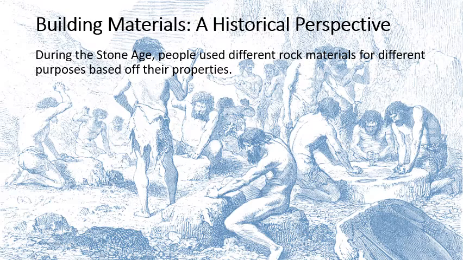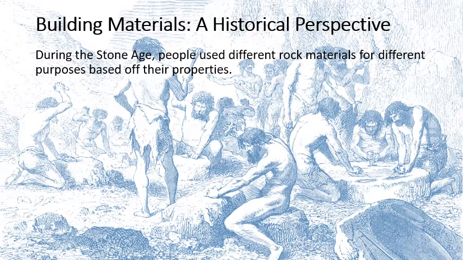So, during the Stone Age, when was that? That was around 6,000 years ago. People used different rock materials for different purposes, based off their properties. These were very primitive people. They didn't have any fiberglass, they didn't have minerals. All they could use for materials was basically wood, straw, and stone, and that's why it's called the Stone Age.